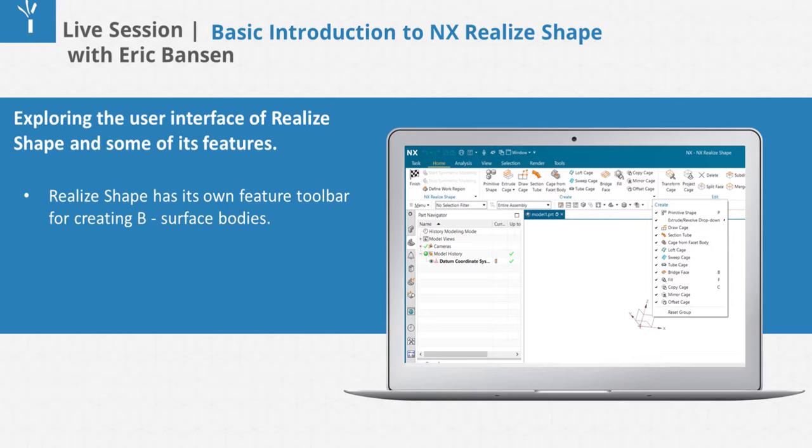We're going to also explore the user interface of Realized Shape and its features. And I mentioned before about it having its own toolbar for creating the B-surface bodies. We'll take a look at some of those. So let's go ahead and begin and switch over to NX.